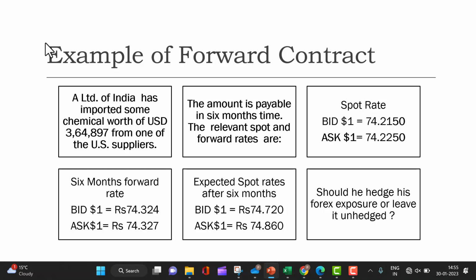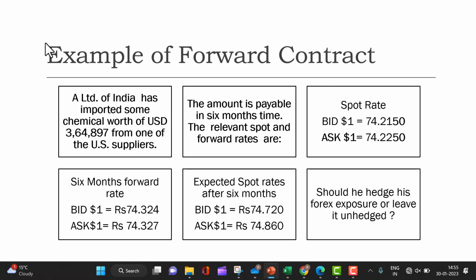Right now it is 74.22, and we are going to get the forward rate here, so you are going to pay a bit more. But as per the forecast, it's going to be 74.86. So if you don't take the cover, then you are going to make a payment at 74.86. But if you take the cover, you are going to make a payment at the forward rate. Is that okay? So which is beneficial, forward or leaving it unhedged?